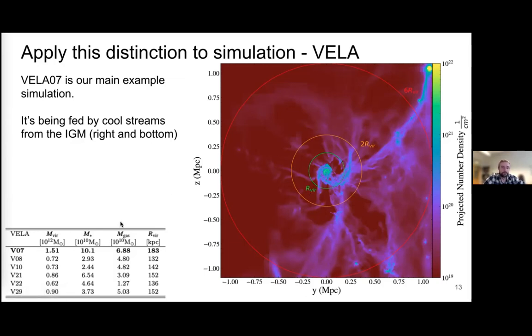So VELA 7, its basic properties: it is about 10 to the 12 solar masses in virial mass and about 10 to the 11 solar masses in stellar mass, so about 10%. And we see these 2 streams that look like they merge into one that's wrapping around clockwise from the bottom right. So we're going to see this stream basically in each of these pictures. So I want to point it out here.